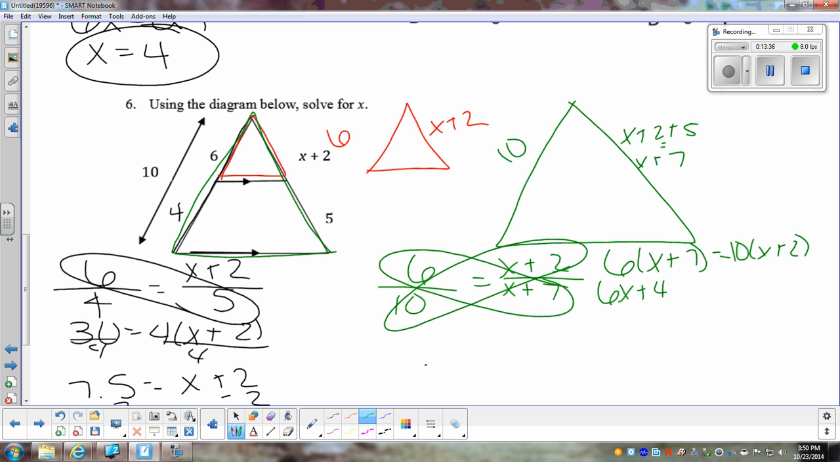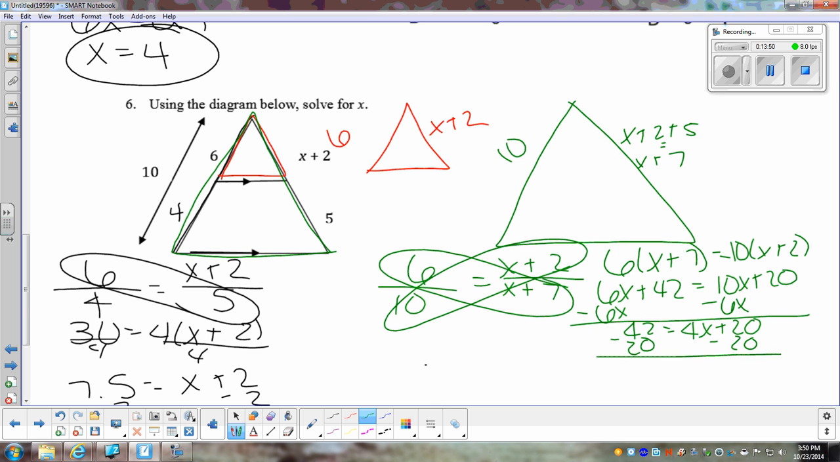Distribute: 6x plus 42 equals 10x plus 20. Subtract the 6x. Subtract the 20. 22 equals 4x. Divide by 4. And again, I get x equals 5.5. So either way you want to do this problem, you still get 5.5.